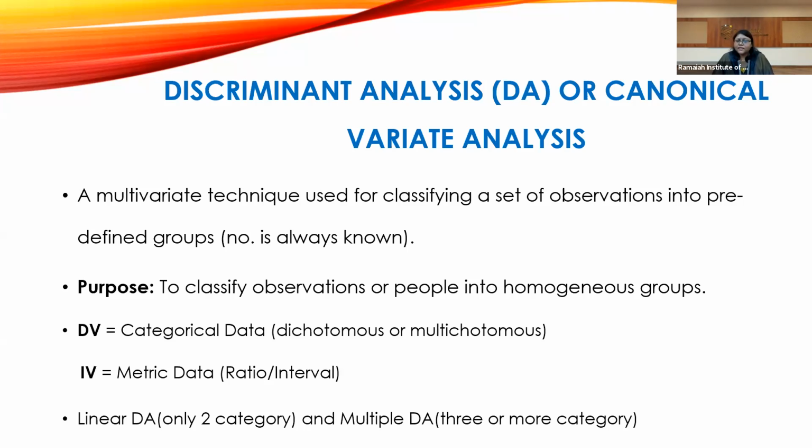In this, we classify a set of observations into some predefined groups. The only thing that we know is the number of classifications. For example, if I have customer satisfaction as a variable, I know my customer satisfaction will either be high or low. So these two are the predefined groups. So in a discriminant analysis, the groups are already defined.